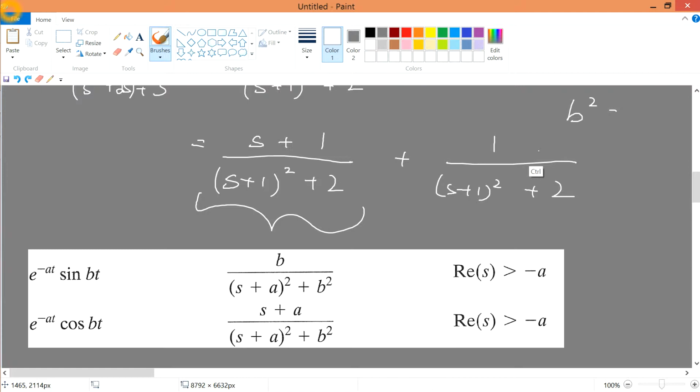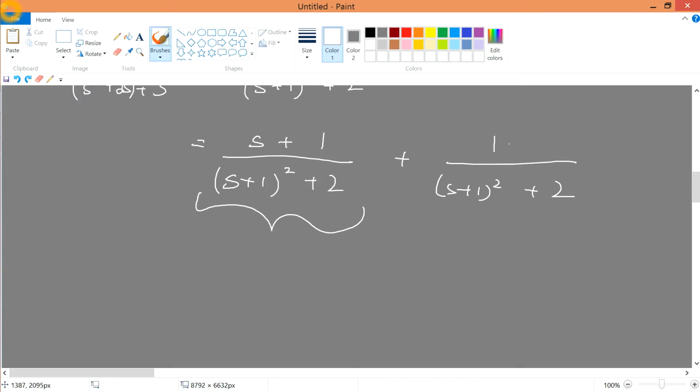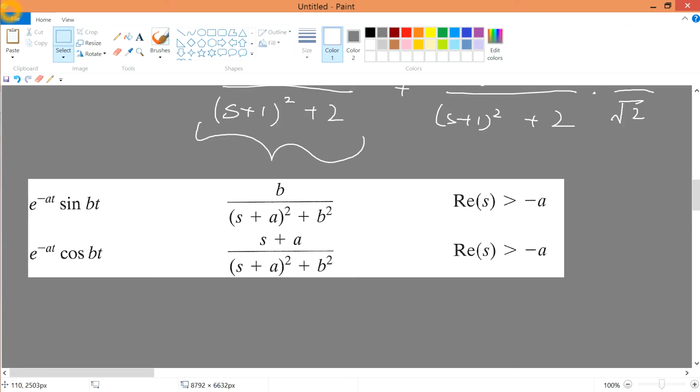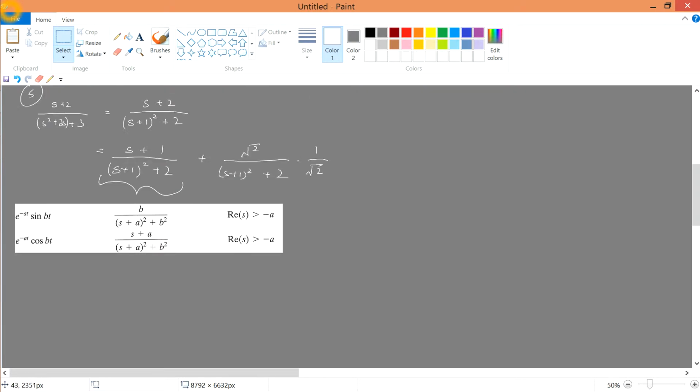So we want the top of this to be square root 2. How do we do it? We can just simply write square root 2 over here and multiply with a coefficient of 1 over square root 2, and that's it. We have something that is pretty cool. And then let me zoom things up, so at least you can see.